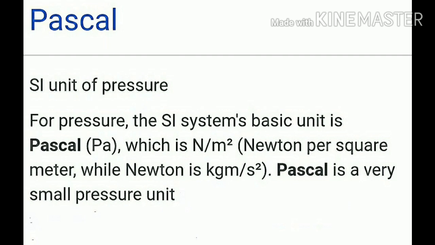Unit of pressure. For pressure, the SI system's basic unit is the Pascal, which is Newton per square meter, while Newton is kilogram meter per square second. Pascal is a very small pressure unit.